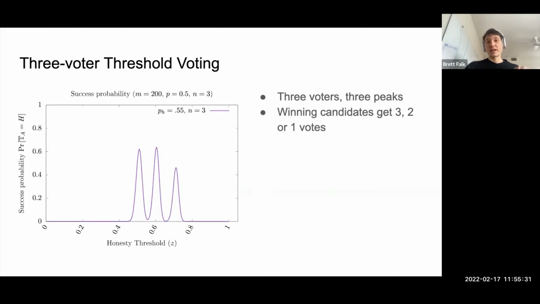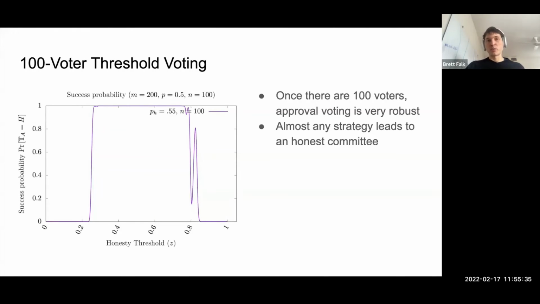And if you have 3 voters, you get 3 peaks. And if you have 4 voters, you get 4 peaks. The one nice thing is once you get a lot of voters, the peaks kind of merge. So here's what happens with 100 voters: the strategy is already becoming pretty robust. If you follow a threshold strategy, you have a really high probability of electing an honest committee, essentially no matter what you do. So this is kind of nice. And this is what you would hope for, that these strategies would be robust because they're very hard for voters to calculate.